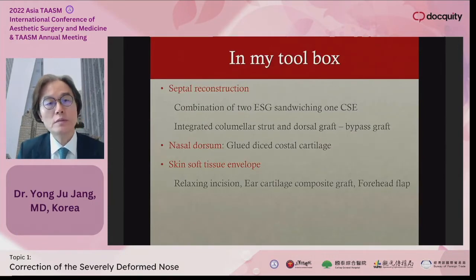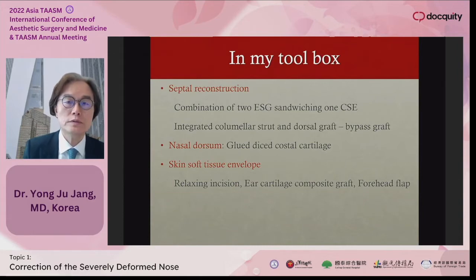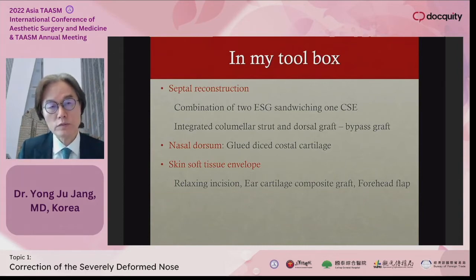So in summary, in my toolbox for the correction of the severely deformed nose, I want to emphasize that for rhinoplasty for the severely deformed nose, you have to have the concept that this is rebuilding a broken house. So you have to be able to rebuild the pedestal, rebuild the pillar, by septal reconstruction using the combination of two extended spreader grafts and using one quarter septal extension graft.